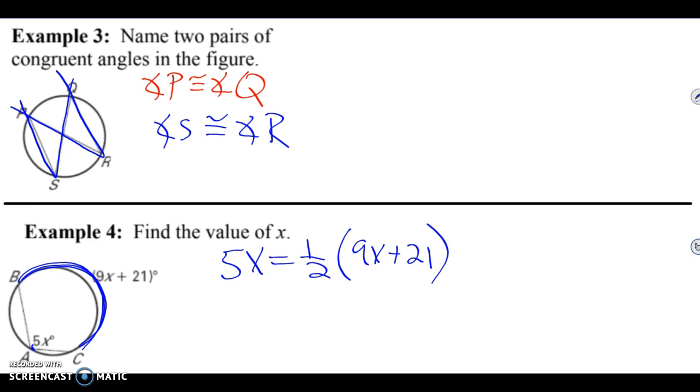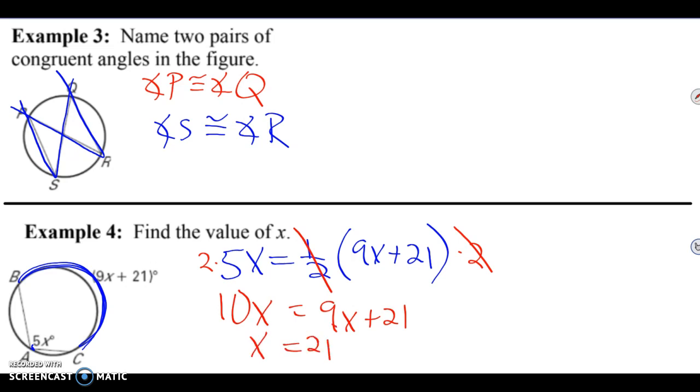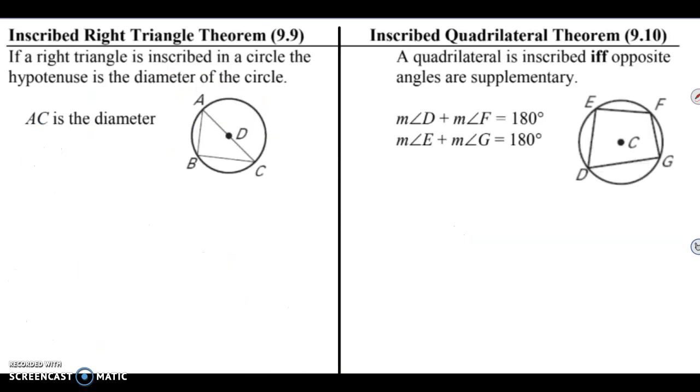Now, to solve for x, we could distribute the 1/2, but I'm going to go the other direction. I'm going to multiply both sides by 2. That gets me 10x here. Half times 2, they cancel each other out. That leaves us with 9x plus 21. Subtract your 9x from both sides, you get 1x equals 21. All right, that's how we do those kinds of problems.